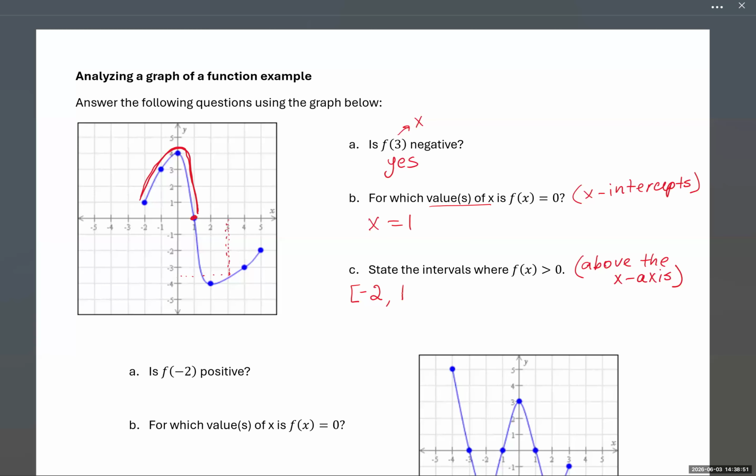Now, here is the issue. It is not a bracket at 1. It is a parenthesis because at x equals 1, the function is not greater than 0. The function equals 0 at 1. It's not greater than 0. Hence, the 1 is not included in that interval. So parenthesis on the 1.